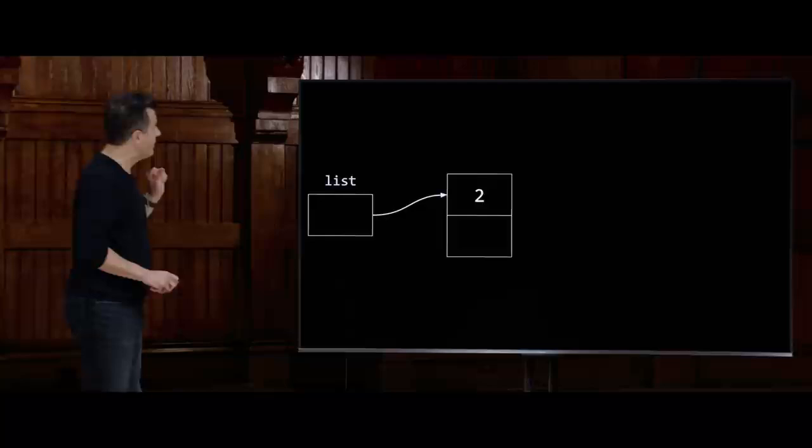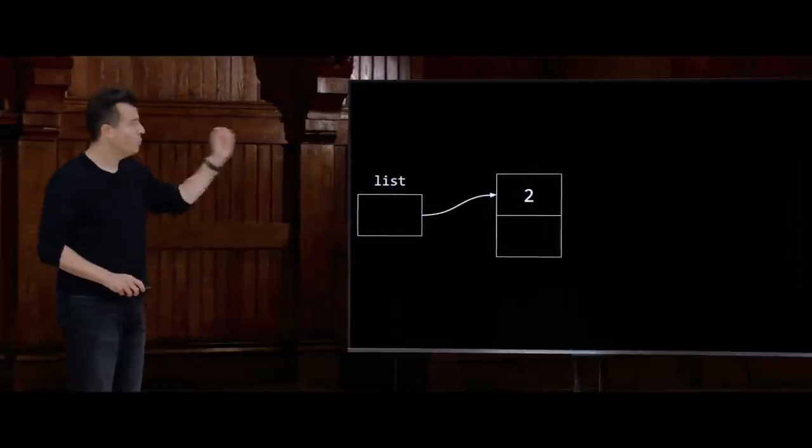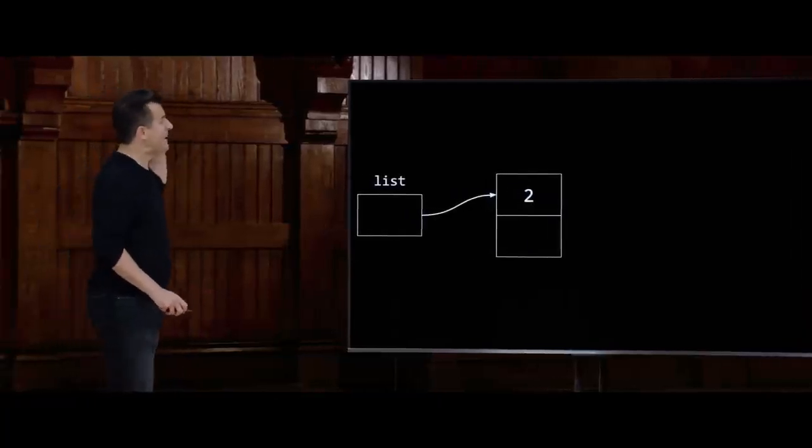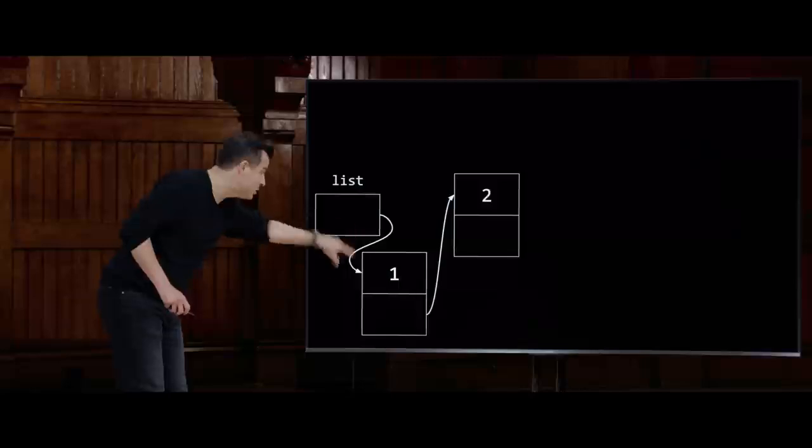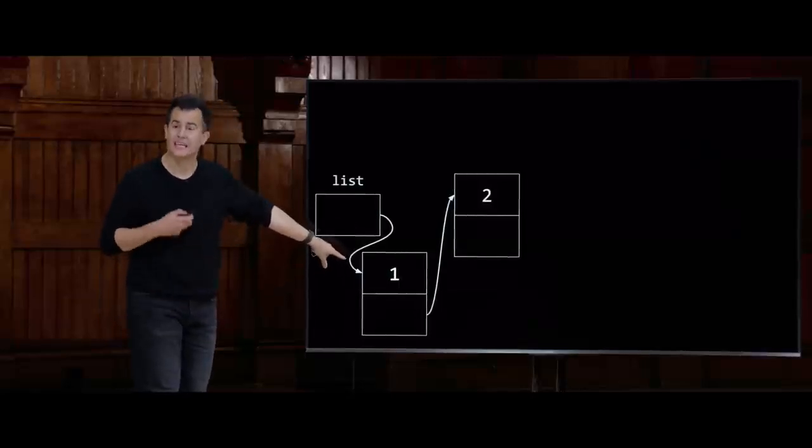So for instance, if we have a linked list that starts with the number 2, I want it to look like this in memory. If, though, I then insert the number 1, I want it to go before the number 2 so that the thing is kept sorted.